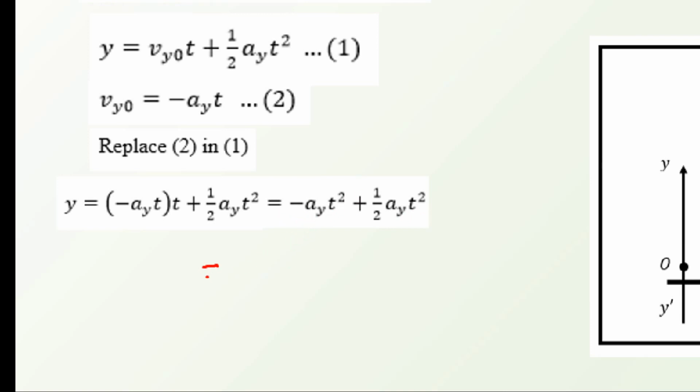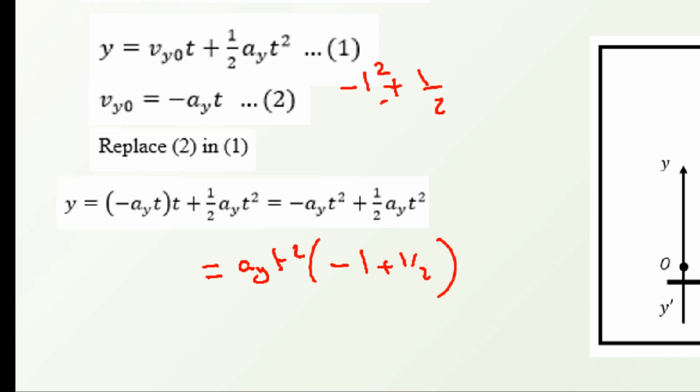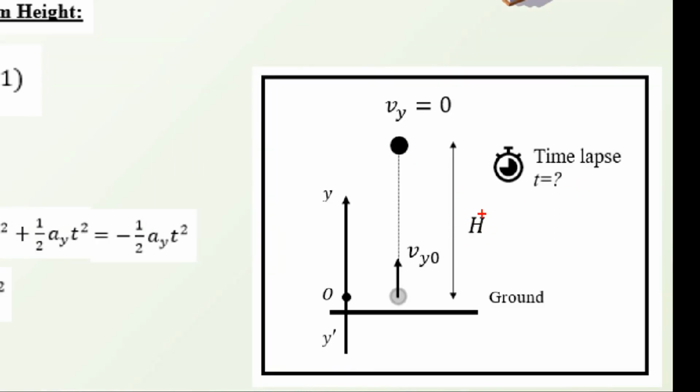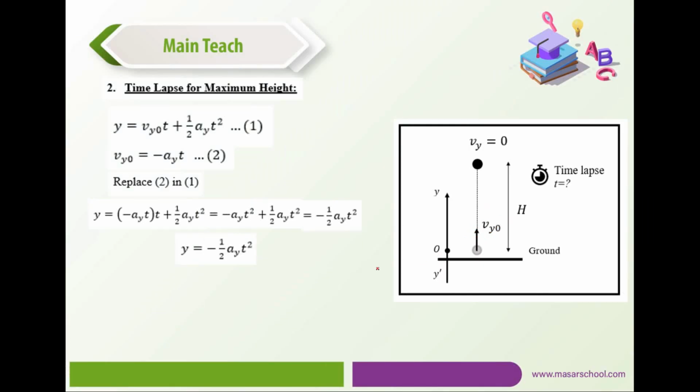Now here what do we have? We can factor out ayt square. We have minus 1 plus half, and if we do the common denominator, that would be minus 2 over 2 plus half, that would be minus half. Then in this case the final term would be minus half ayt square. So the position is given by minus half ayt square. About which position are we talking? We're talking about the final position, which is given by h measured with respect to the origin.